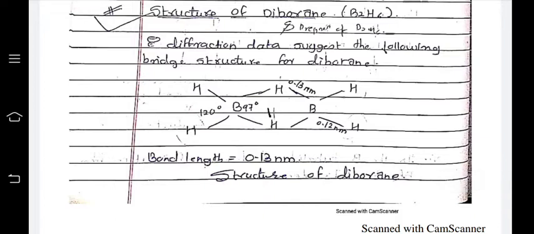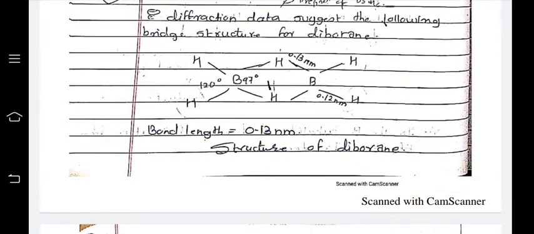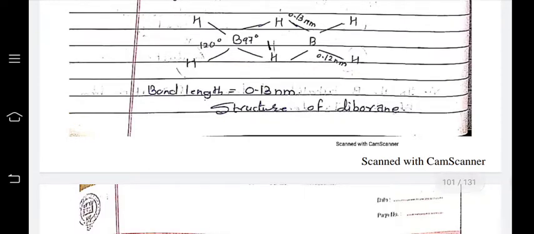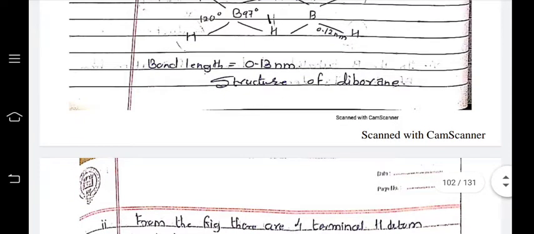Electron diffraction data suggests the following bridge structure for diborane: boron, hydrogen, boron, hydrogen, boron, hydrogen. In this case, two bond angles are there, like 120 degrees for the terminal hydrogen-boron-hydrogen, clear cut covalent bonds. The other bond angle is 97 degrees, and the bond length is 1.30 angstroms.